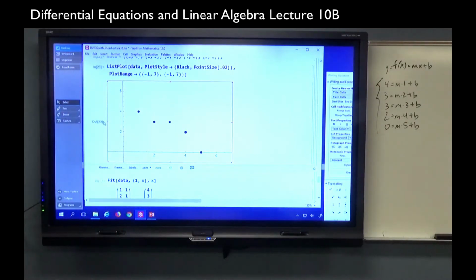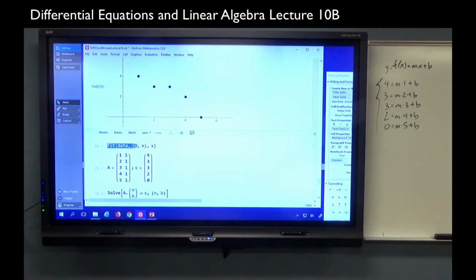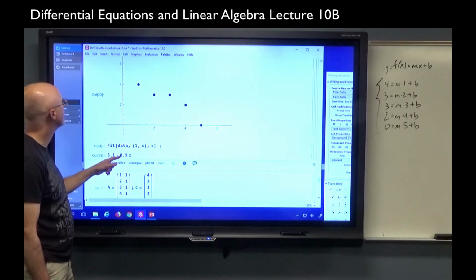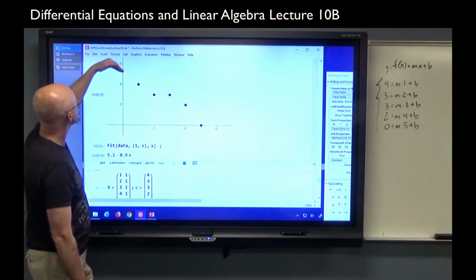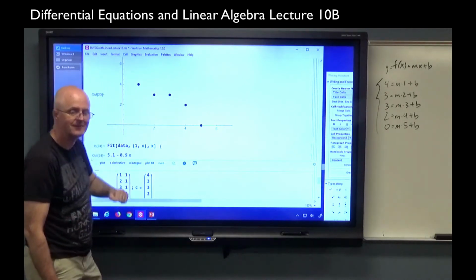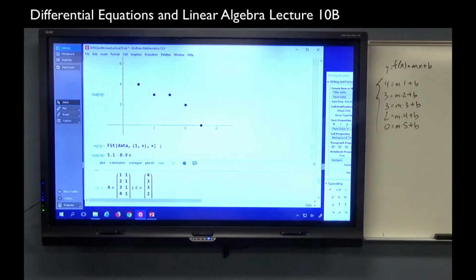In fact, this Mathematica command Fit will actually find that line. It's got an intercept of 5.1 and a slope of -0.9. So it looks about like that. m is -0.9 and b is 5.1.